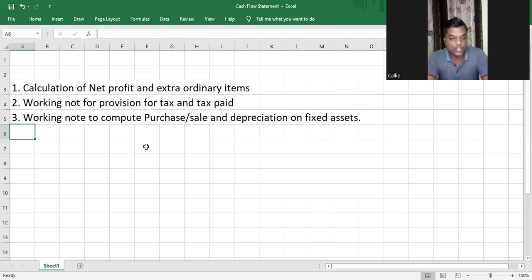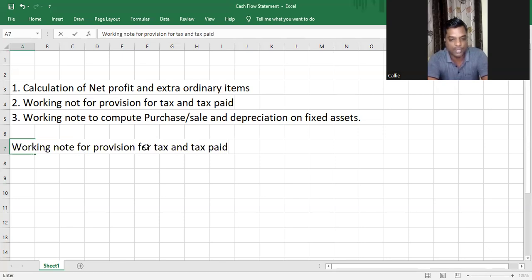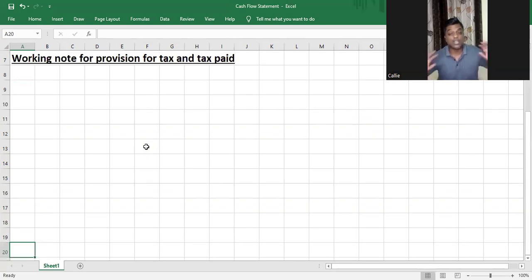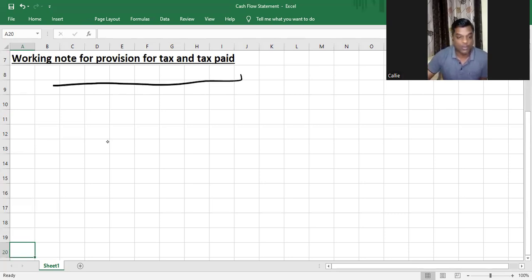The first thing I'm going to teach you is the working note for provision for tax and tax paid. This is very simple, my dear children. Based on the information given in the question, we might have to prepare a working note for provision for tax and tax paid, or we might not have to prepare a working note. Now, how to determine if we have to prepare a working note or not? You can actually divide the questions into three types based on this working note.